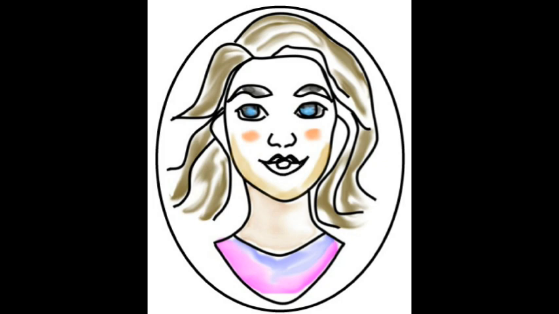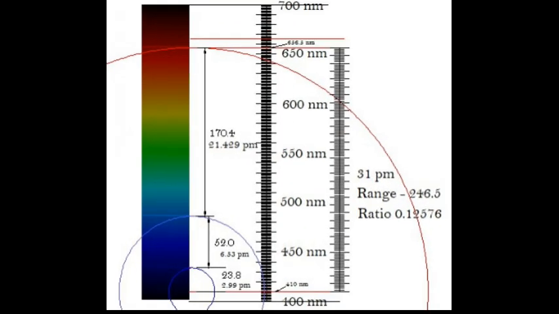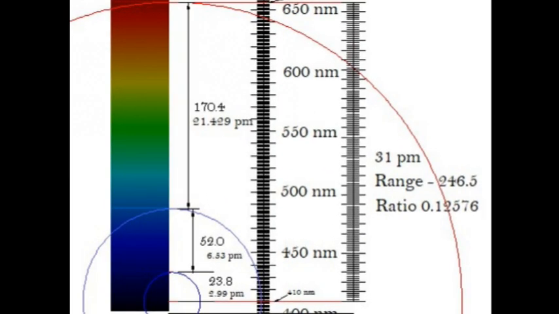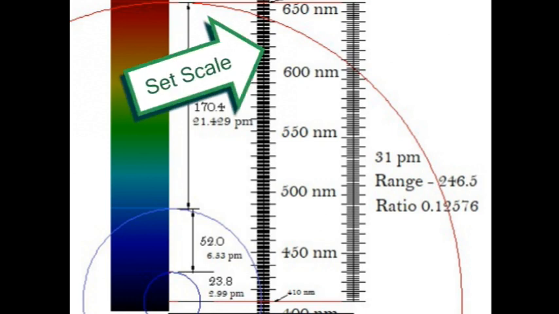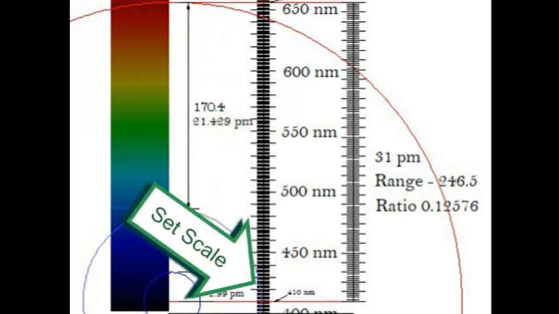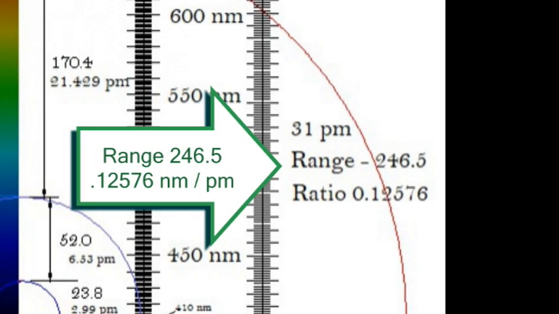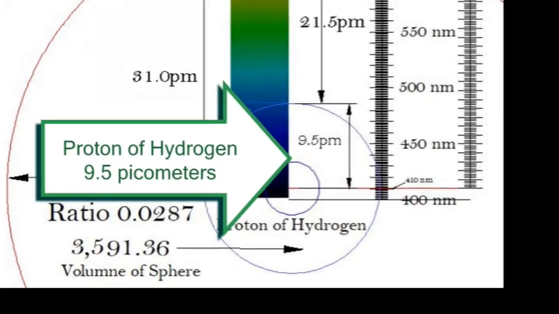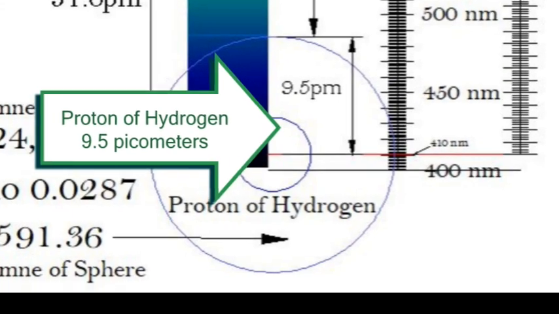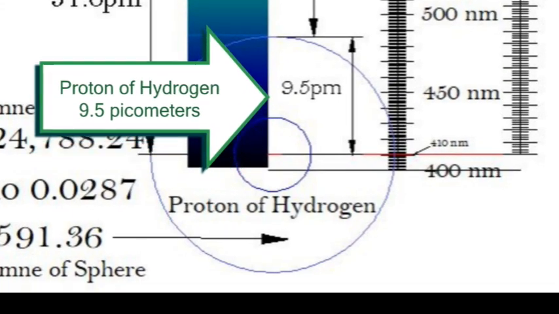To explain how this works, you find the range of spectral lines and then set a scale in picometers to fit the range. Divide the range in picometers by the range of spectral lines in nanometers. This gives you a ratio. Measure between the lines and multiply by the ratio to see how many picometers the layer of particles consists of.